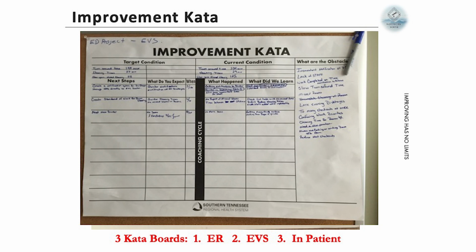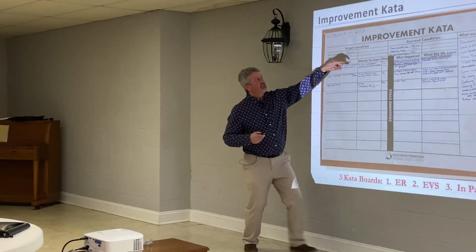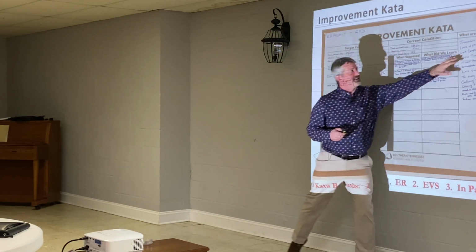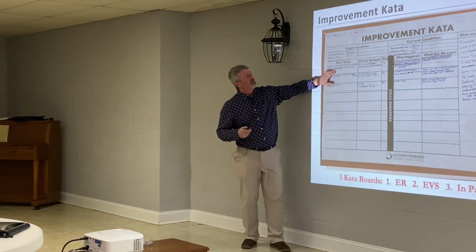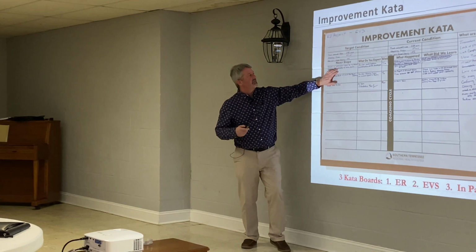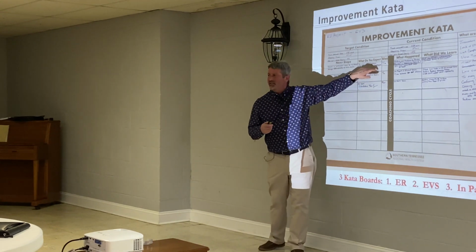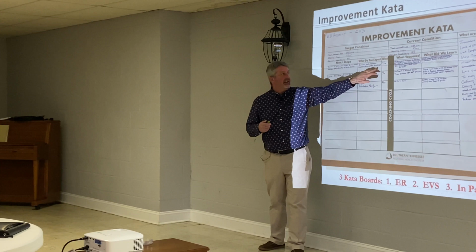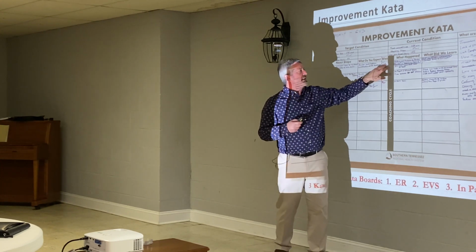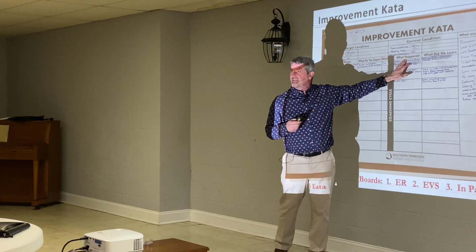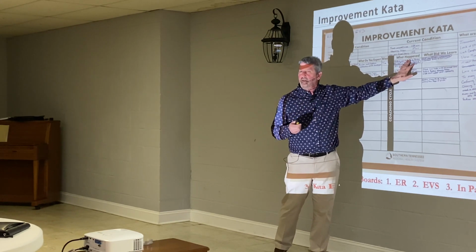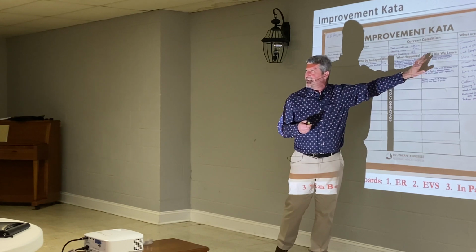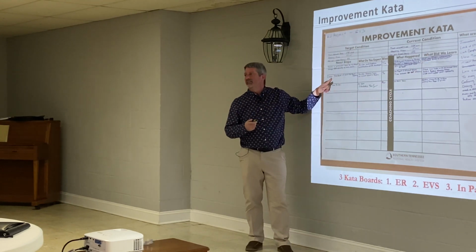And so over the course of time, by following, there's my target condition, there's my current condition. They listed all the obstacles preventing them from being able to get to their target condition, and then they would just experiment. And this was EVS. What their next step was, what did they expect by taking that step? Okay? And when would I have that step done? And then after that step got implemented, what happened? Did it actually work or not work? And then what did we learn? And a lot of times, what we learn leads us to our next step.